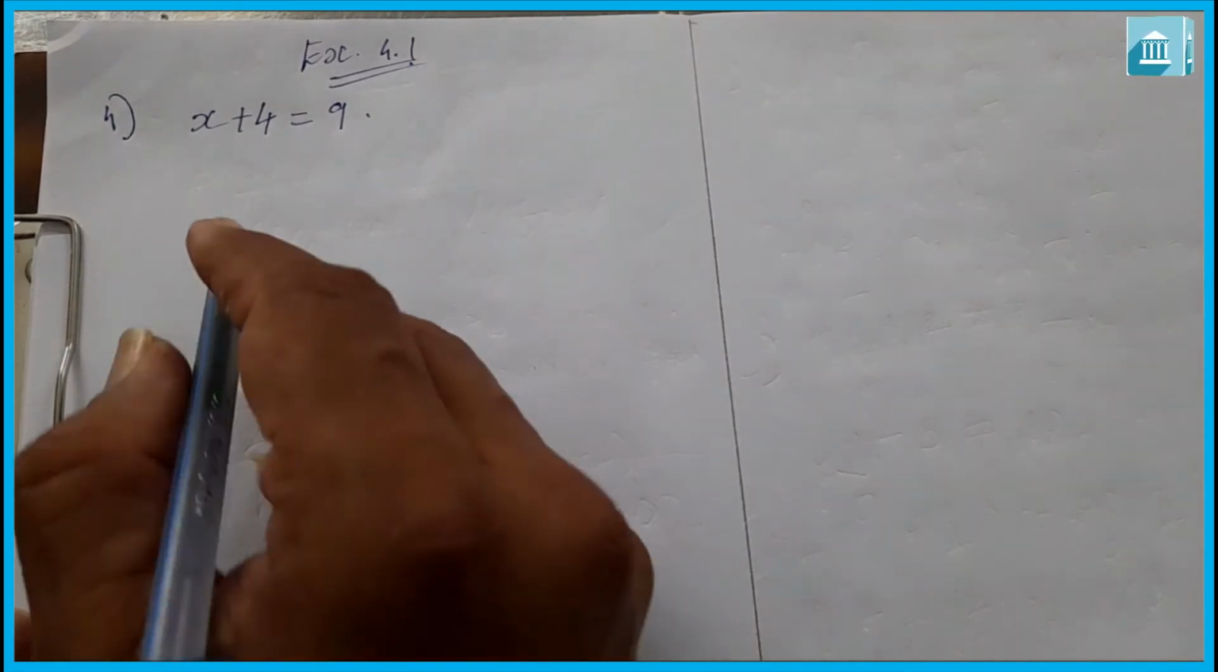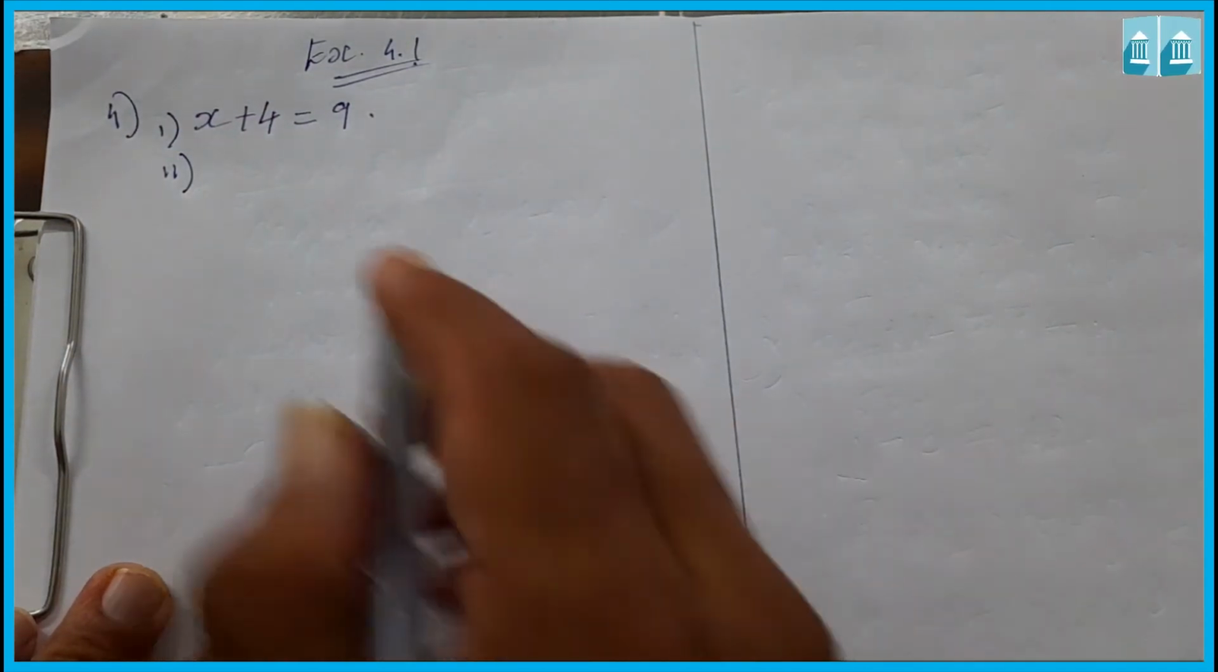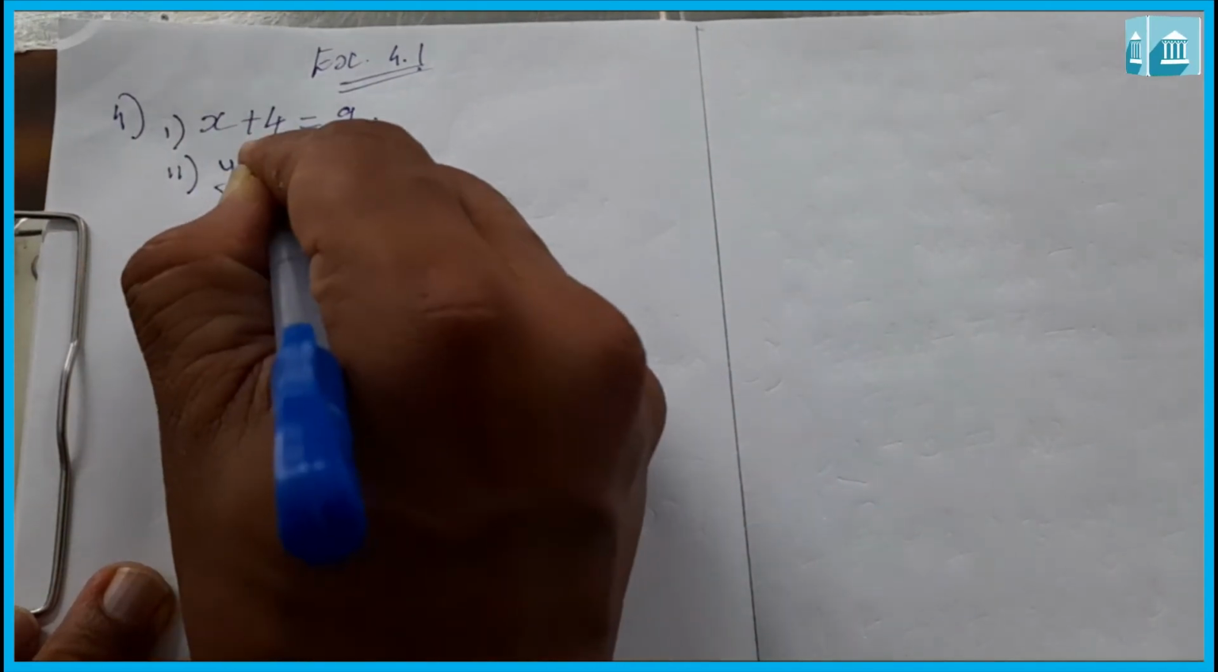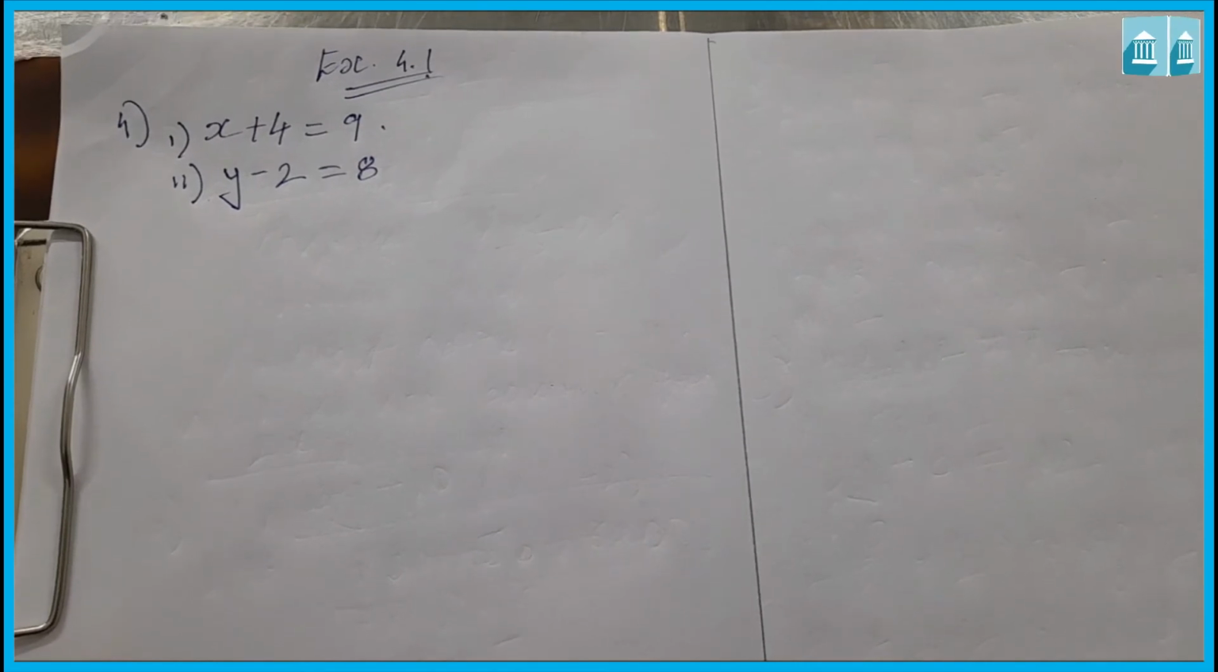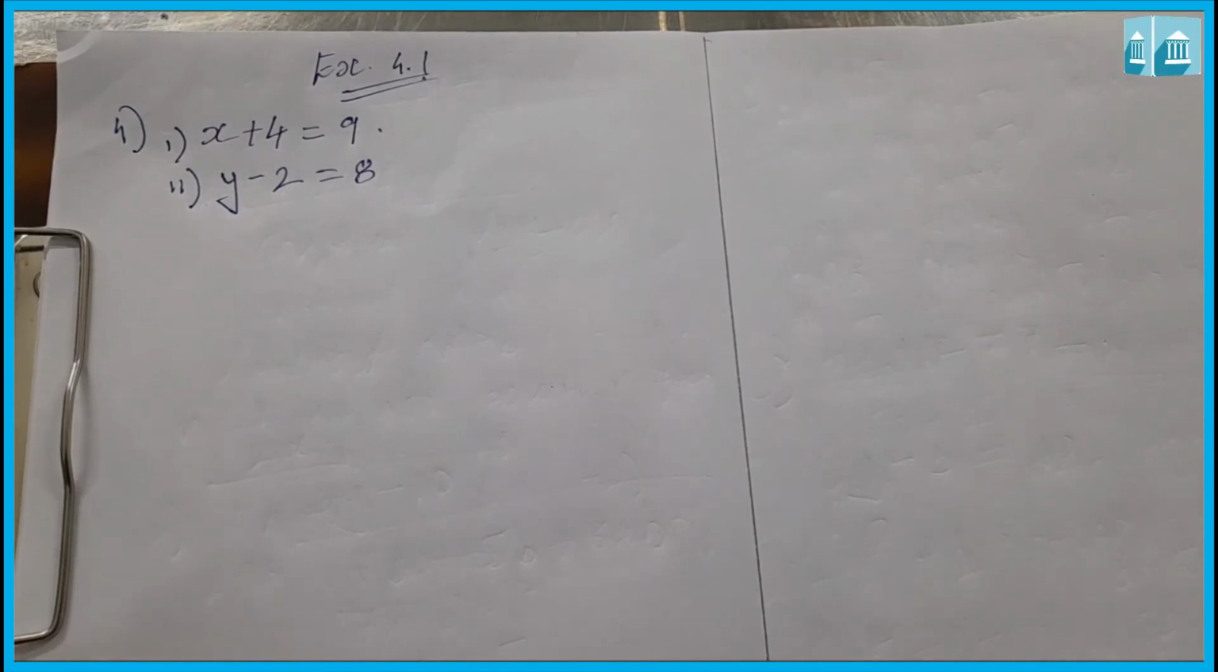The second one is: 2 subtracted from y is 8. So we can write y minus 2 is equal to 8. In the same way, you can do the third and fourth by yourself. Let us do the sixth one.